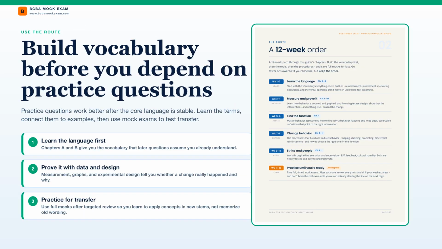Build vocabulary before practice questions. Practice questions are powerful, but only after the core language is stable. If the vocabulary is shaky, practice questions can feel random. You might choose the answer that sounds familiar instead of the answer that matches the controlling detail in the stem. Quick checkpoint. If you cannot explain a term without looking at answer choices, more questions will not fix that term yet. That is why part 1 starts with the foundation.